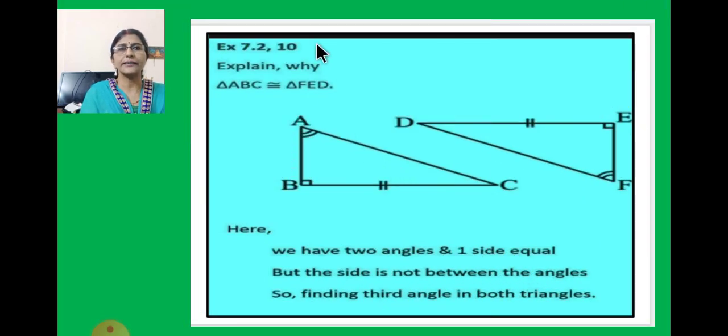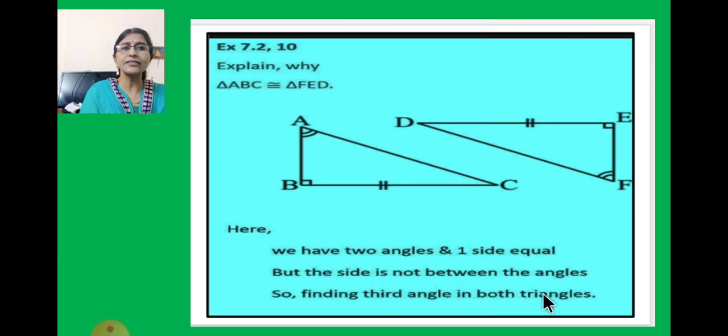Now 10th question of exercise 7.2. In your textbook it is not printed correctly, so please make that correction. It is question number 10, the last question. Explain why triangle ABC is congruent to triangle FED. Now these two are the triangles and you have to explain why these two triangles are congruent. So here we have two angles and one side equal. You can see here these two angles are congruent, given. This angle is congruent to this angle and this angle is congruent to this angle.